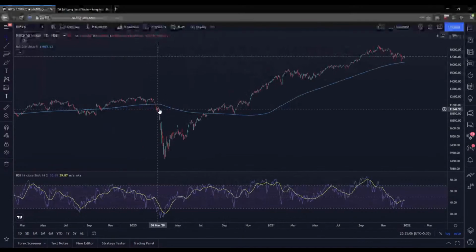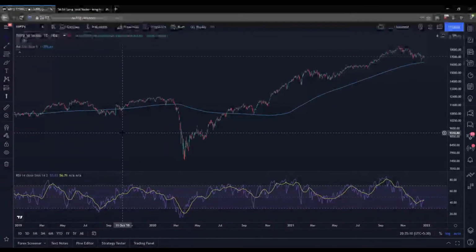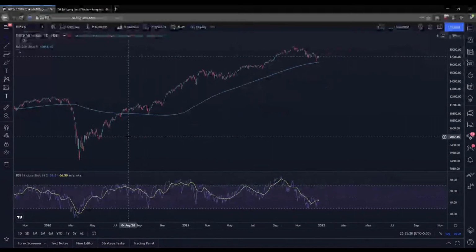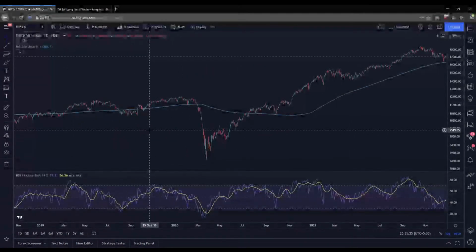And a smaller question, I don't know if I should ask this or not. If we're breaking the 50 MA and 100 MA, going to test the 200 MA, is that considered a type of bear market or is that a downtrend? I'm considering it a downtrend, but would that be a market that fell from 18,600 to 70?